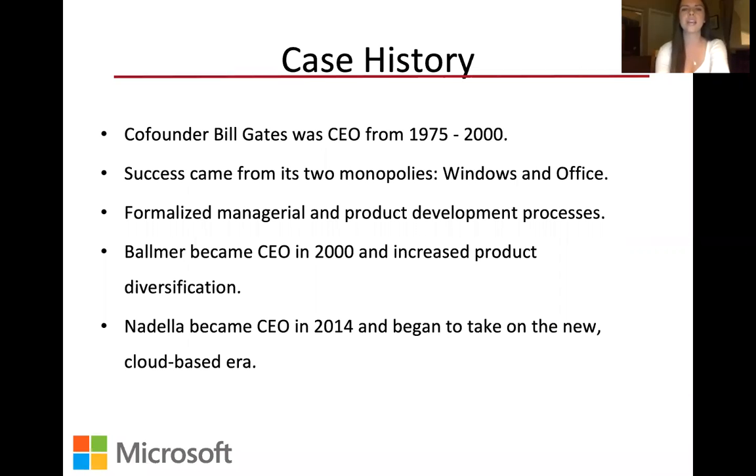The title of this case is From Gates to Satya Nadella, and it begins in the early stages of Microsoft with Bill Gates as CEO from April 1975 to January 2000. During this time, Microsoft's biggest sources of success came from the Windows operating system and Office. Microsoft then began to formalize both their managerial and product development structures because in the past they had been known to be pretty chaotic. So Gates began to hire on business leaders to bring organization and discipline to different divisions.